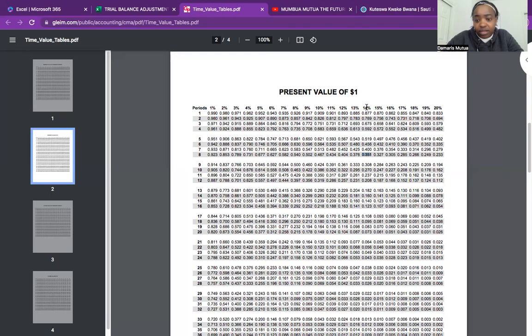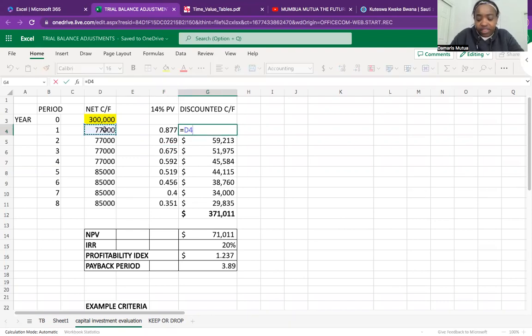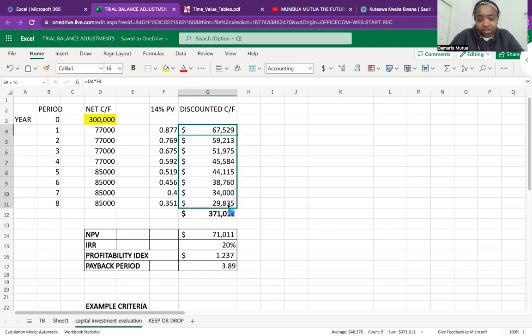I've already put the discount rates, but that is how you get the discount rate. You get the hurdle rate 14%, and then you get the discount rate corresponding to period 1, period 2, period 3, all the way to period 8. So that is how you get the discount rate from the time value tables. Then you get your net cash flows times the discount rate. You get your discounted cash flows. So this is the 77,000 you multiply by the discount rate, and you do the same for all the 8 periods.